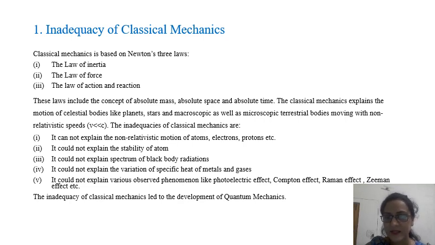The classical mechanics explain the motion of celestial bodies like planets, stars, and macroscopic as well as microscopic terrestrial bodies moving with non-relativistic speed. The inadequacies of classical mechanics are: first one is it cannot explain the relativistic motion of atom, electron, proton, etc.